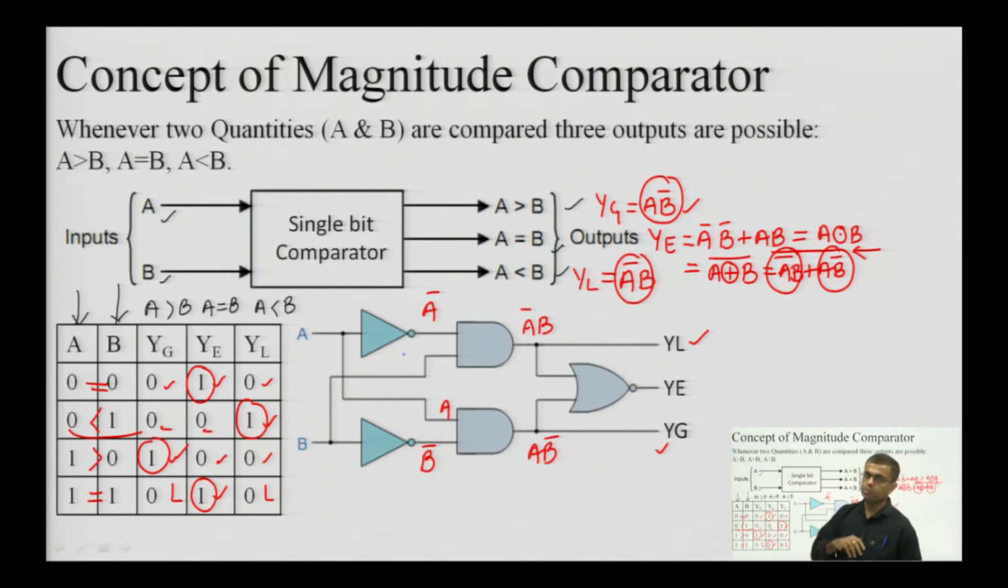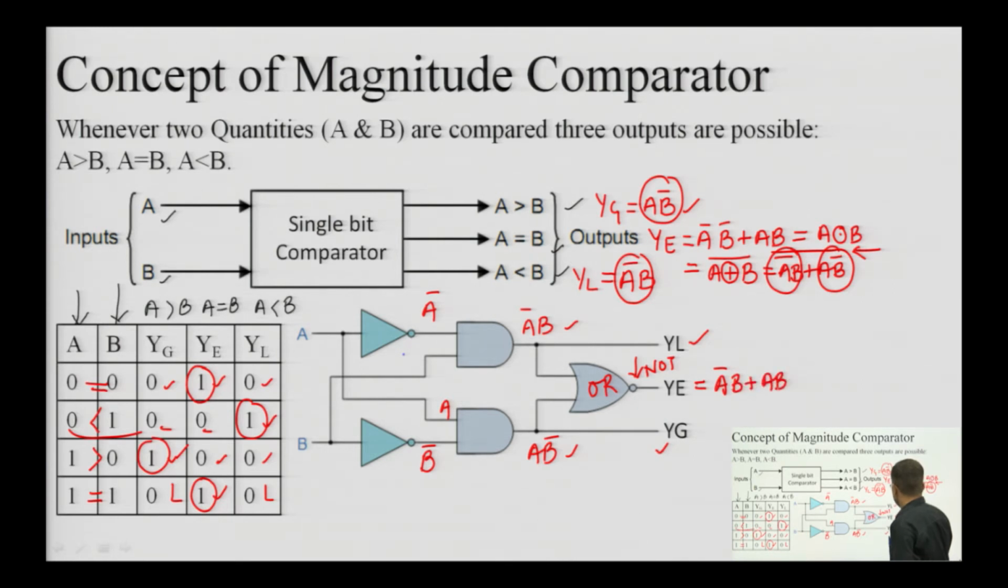That means, addition plus complement can be done with the help of a NOR gate. So, that is why we can see that A bar B and A B bar are ORed and then NOTed, that means a NOR gate is taken here to generate the expression for Y E, which will be A bar B plus A B bar whole bar. Okay. So, this is the circuit for a single bit comparator, 1 bit comparator.